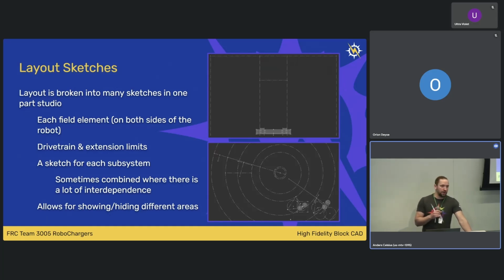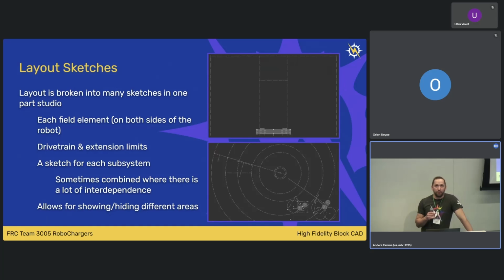I recommend that at the beginning of the season, you model a layout sketch template that's got the extension limits, bumpers, and drivetrain components, because generally these days with Swerve, you know what your drivetrain is 2 seconds after kickoff.